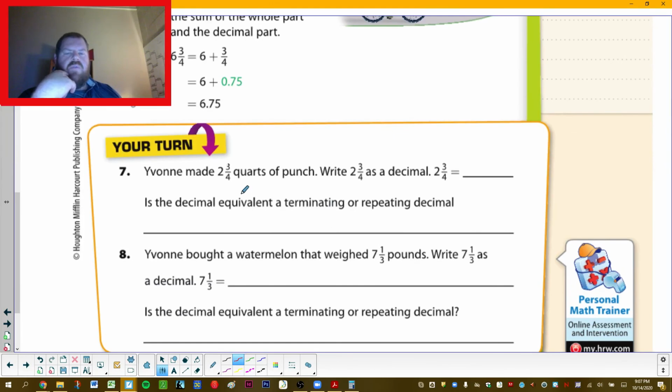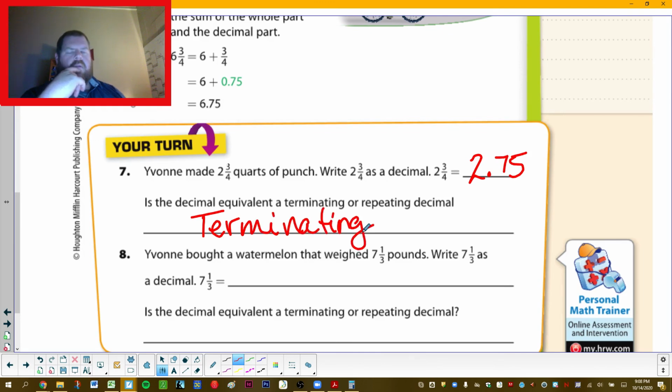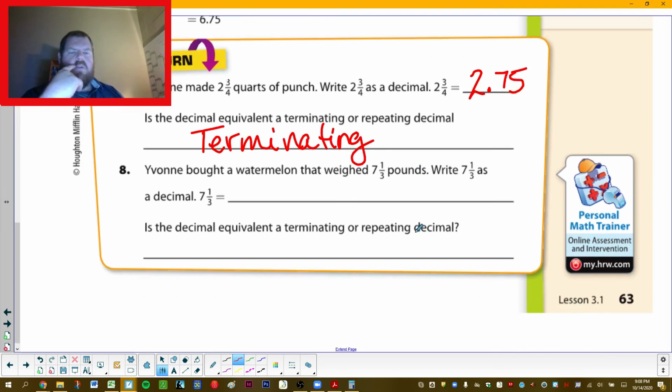Yvonne made 2 3/4 quarts of punch. Write 2 3/4 as a decimal. They just told us 3/4 was 0.75, so this will be 2.75. Is the decimal equivalent a terminating or repeating decimal? It is terminating. It ends. Okay, that is a terminating decimal.